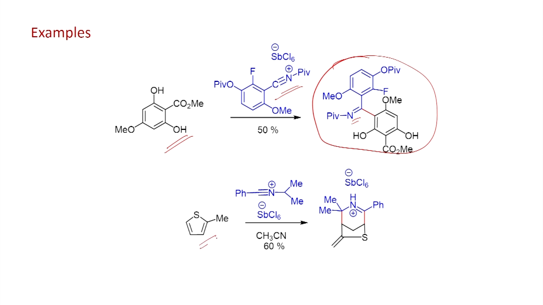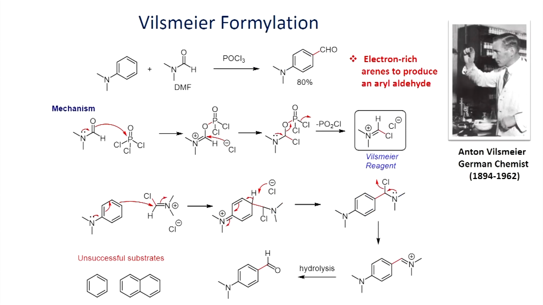Similarly, in this example the reaction of 2-methylthiophene is shown. This also can readily undergo reaction with this salt to give this addition product. So far, we have seen 4 examples. The first 2 examples involve the formylation and then the acylation of aromatic systems using nitrile and trichloronitrile, as we have seen.